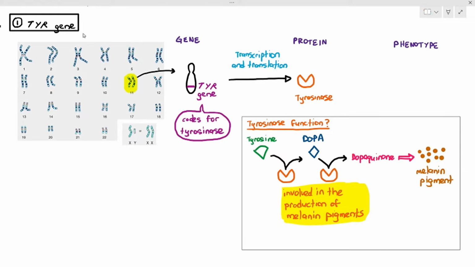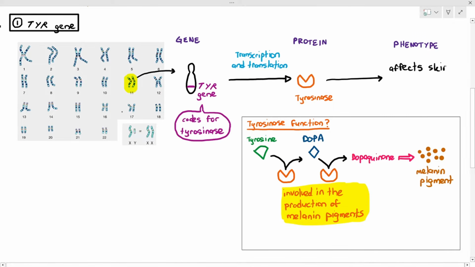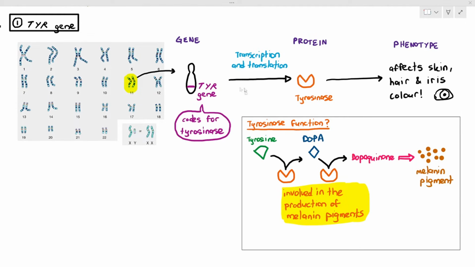Now, how exactly does the melanin affect our phenotype? Very simple. It affects our phenotype by affecting the color of our skin, hair, and iris, where, depending on the type of melanin you produce as well, but to just make it simple, the higher the concentration of melanin you have in your skin, hair, and iris, the colors are going to be darker. So usually a person who has a light complexion on their skin would have less melanin. A person who has a darker complexion on their skin will have more melanin pigments.